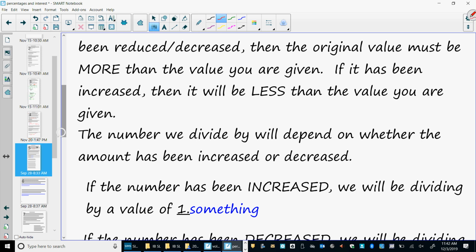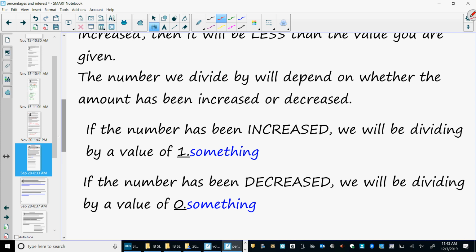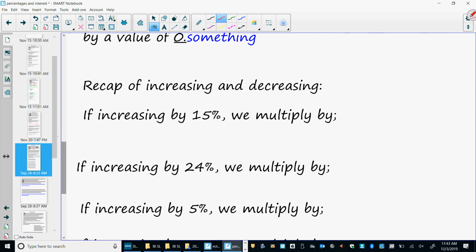Okay, so reminding ourselves that the number we divide by will depend on whether the amount has been increased or decreased. If the number has been increased, you're going to be dividing by a value of 1 point something. Remember, in all of our decimal multipliers, when something had increased, our value was always 1 point something. If the number has been decreased, you're going to be dividing by 0 point something, because it's less than 100%. So let's remind ourselves again, if increasing by 15%, we should all be able to fill this in straight away.